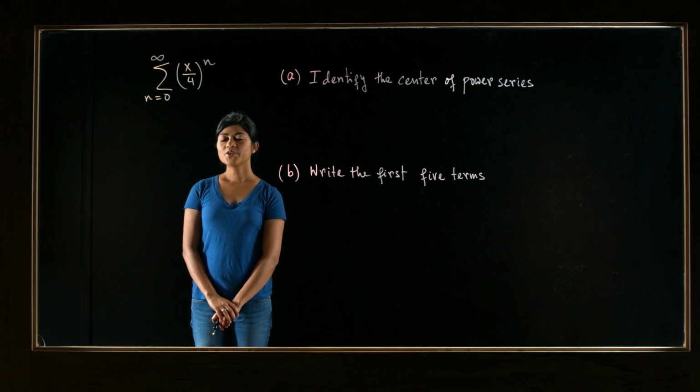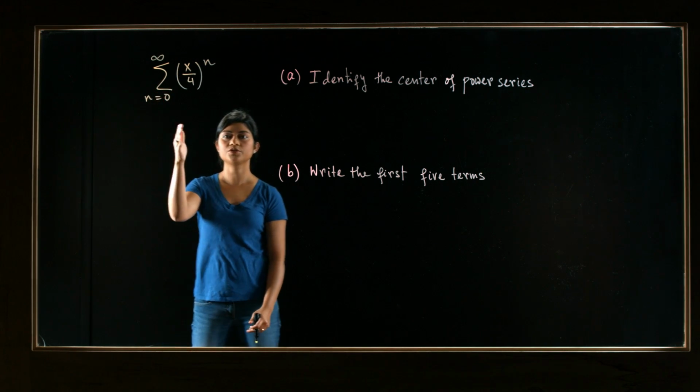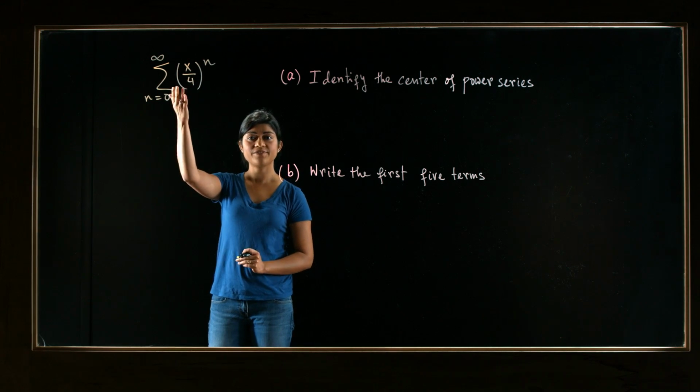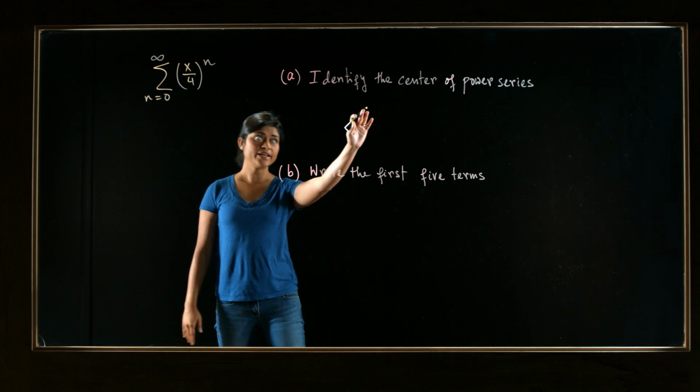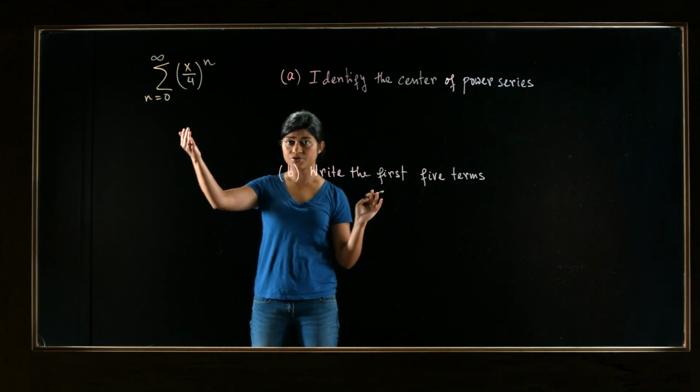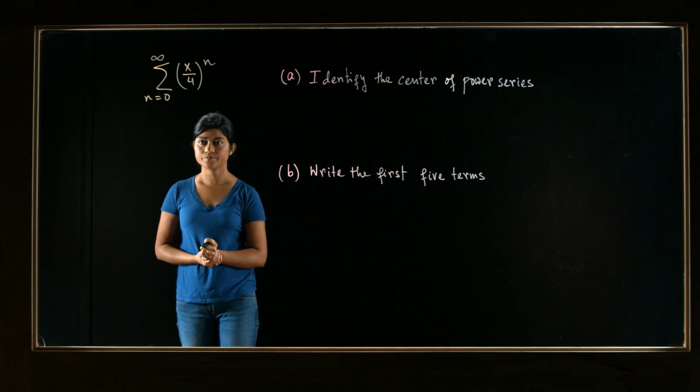In this problem, we have a power series. It's the series x over 4 to the power n. So x is the variable. And in this problem, we have to first identify the center of this power series, and then write the first 5 terms.